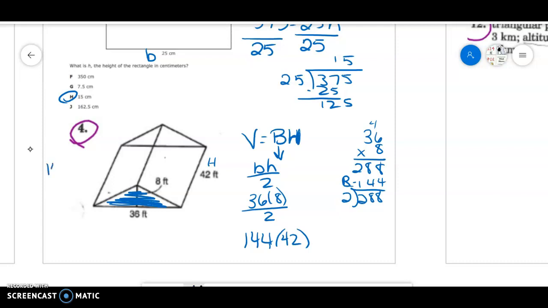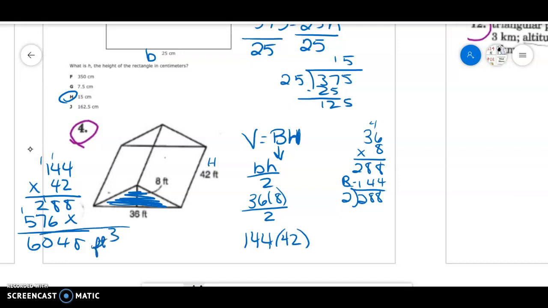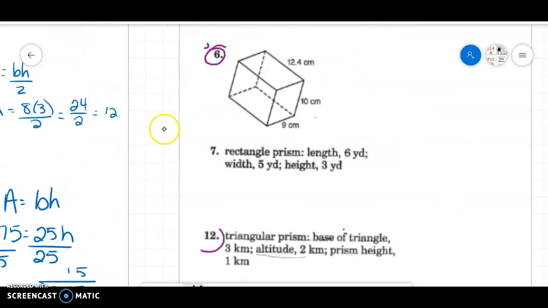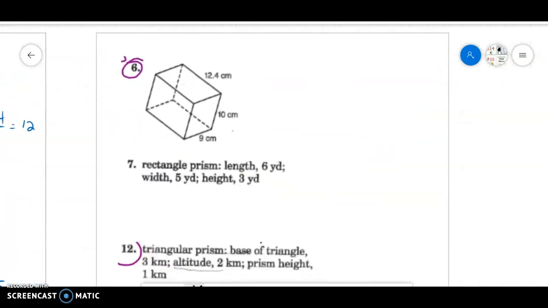So I'm going to come over here, a little bit of space. 8, 8, 2. Don't forget your placeholder. 16, carry the 1, 17, and 5. 8, 14, 10, and 6. So I was looking for you to tell me 6,048. A lot of you told me that. You also put feet cubed, which was fine. I went through and looked at all of them visually to make sure that it graded correctly.